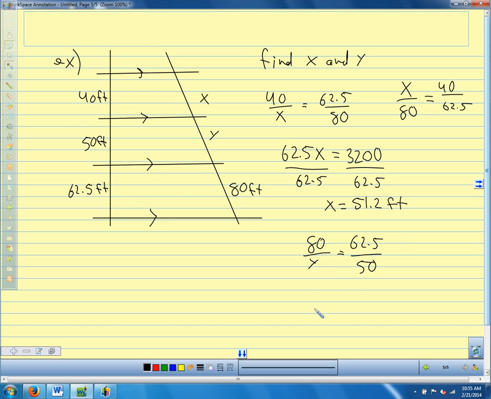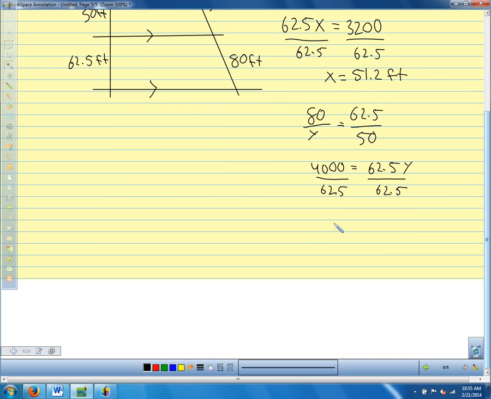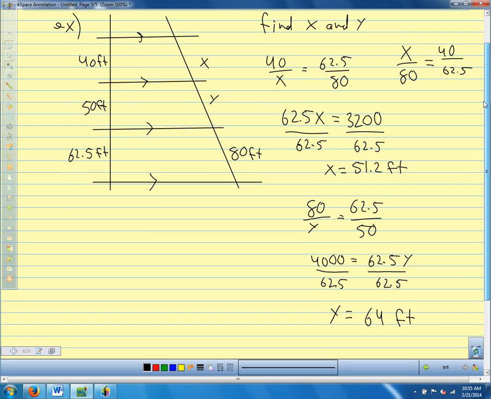80 times 40 is 4,000, equals 62.5 when I cross multiply times y. Divide by 62.5, and I get y equals 64 here. So just set up those two proportions, solve the proportions, and I'm set.